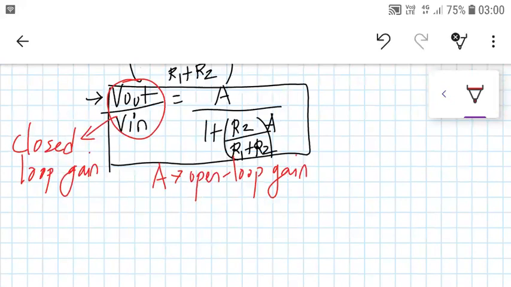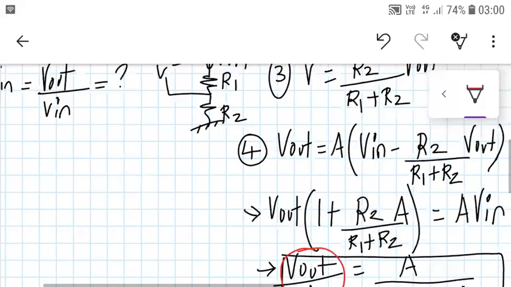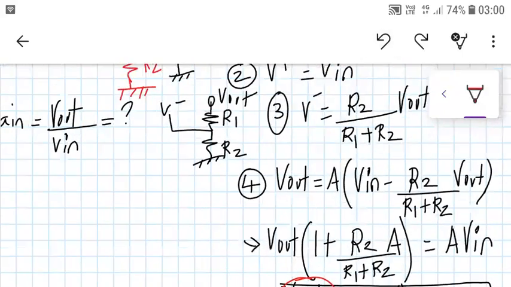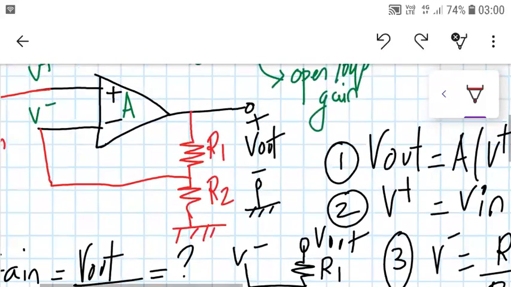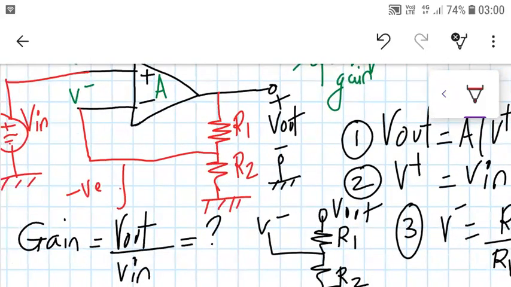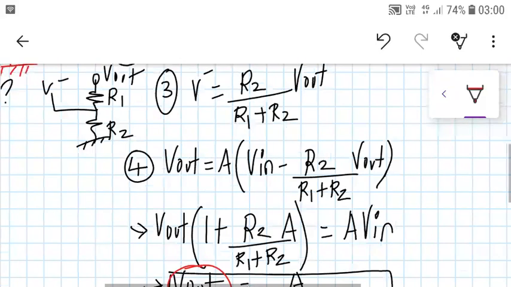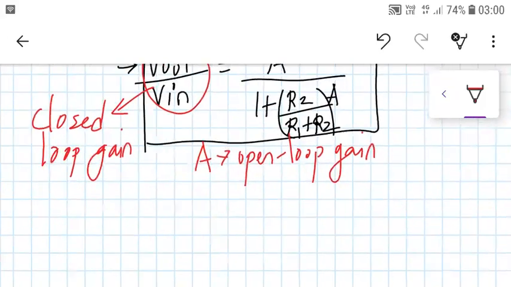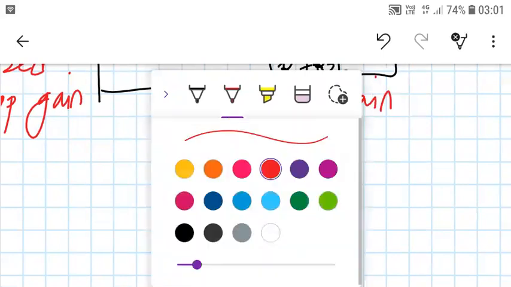So there's a difference between open loop and closed loop, and this circuit uses negative feedback. As you can see, some part of the output is fed back to the input, and that is going to the inverting terminal. So this circuit is using the concept of negative feedback, and it's one of the 4 negative feedback configurations. So now we will approximate slightly.